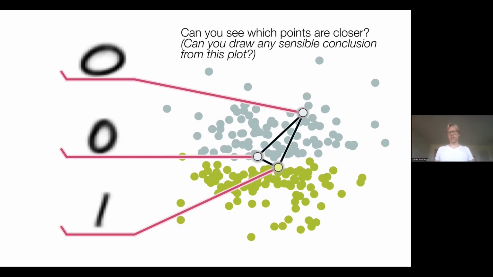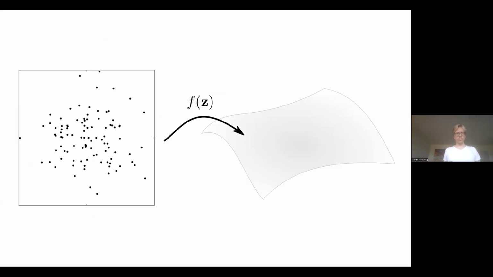And what you quite quickly see is that the 2 zeros I've highlighted are quite far away from each other, whereas one of the zeros and a 1 are rather close to each other, which could lead to the conclusion that 0 and 1 are more similar to each other than 0 and 0. And this is obviously an incorrect conclusion. So let's dig a little bit into this.